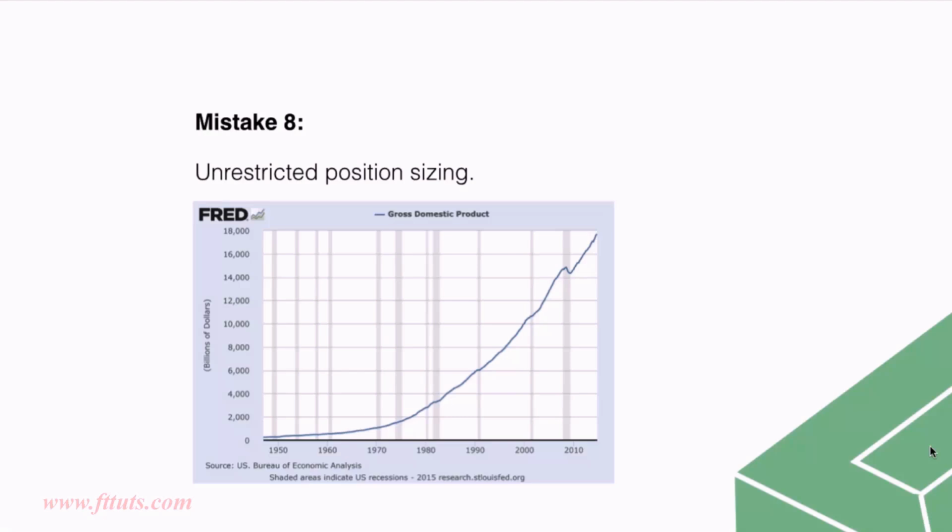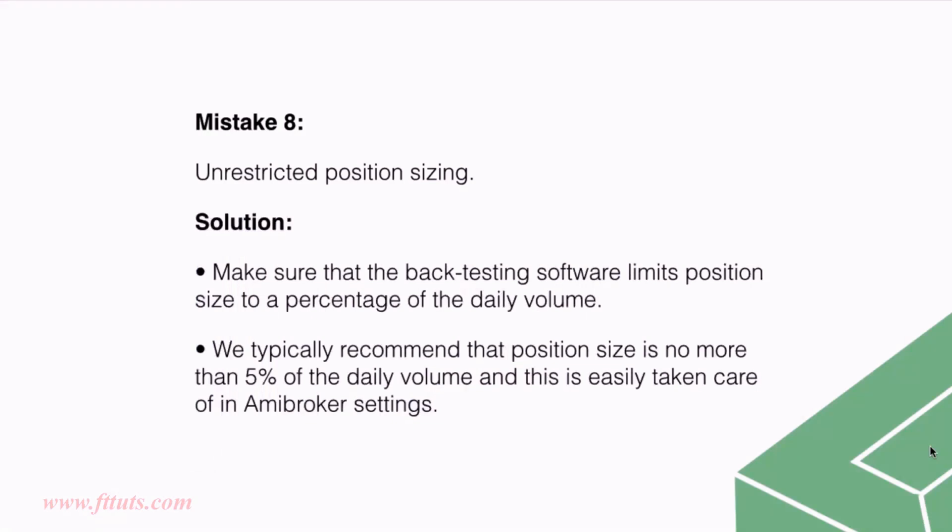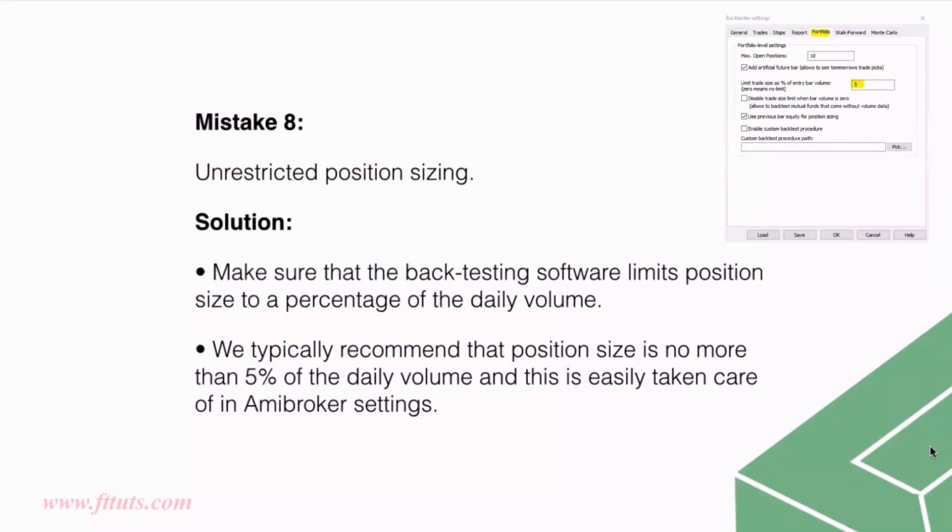For example, it's not possible to buy $50 million worth of stock in a $100 million company without having a significant direct influence on the bid-ask price. And this explains why large investors and hedge funds are going to avoid thinly traded securities. It's important to have the backtesting software that you use limit the position size to a percentage of the daily volume. We typically recommend that position size is no more than 5% of the daily volume, and this is easily taken care of in AmiBroker settings.